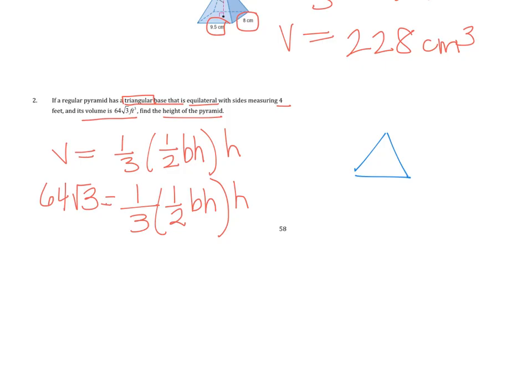There's my triangular base. I know that all 3 sides are 4. I'm going to drop a perpendicular, and in an equilateral triangle, when we do that, it bisects the opposite side, so those values are 2. I need the value of this height here, and I have a right triangle, so I'm going to have to find the length of this side using a squared plus b squared equals c squared.